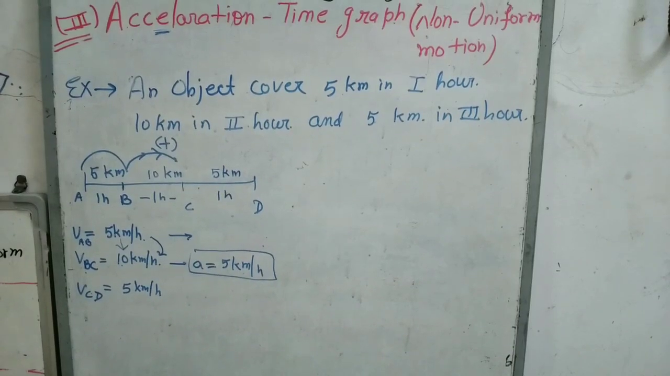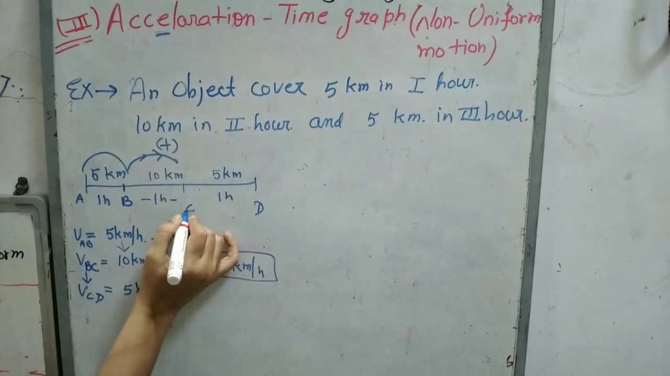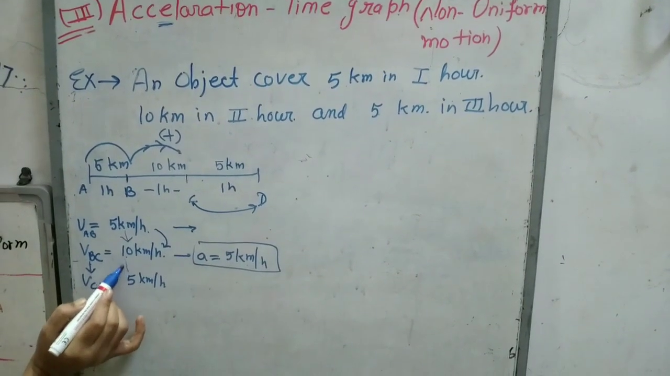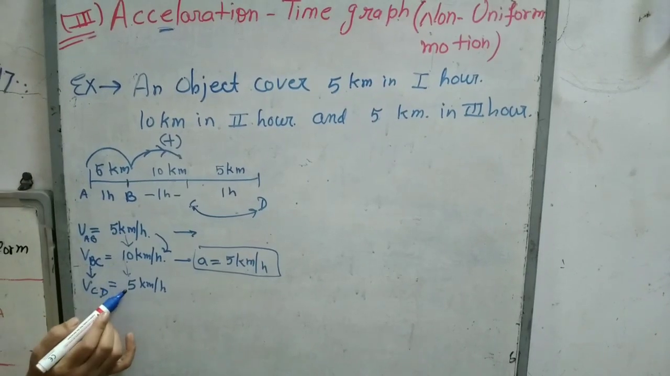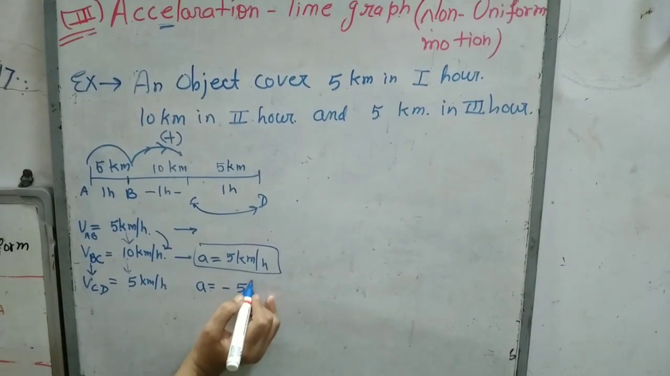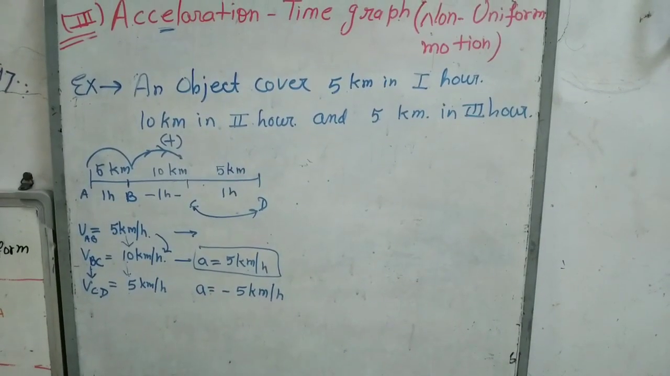5 km per hour. But from BC to CD, that means from this point C to D, we can observe velocity is decreasing from 10 to 5. That means we are having a negative acceleration of 5 km per hour.